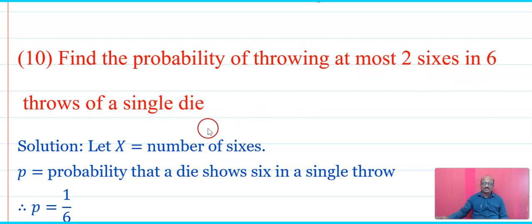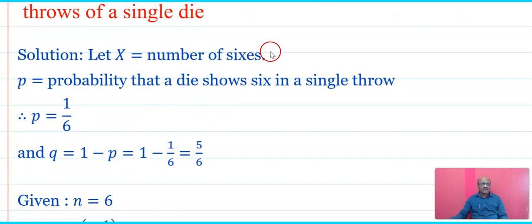Now the next problem. Find the probability of throwing at most 2 sixes in 6 throws of a single die. Okay, find the probability of throwing at most 2 sixes in 6 throws of a single die. Let X denote the number of successes. P is the probability that a die shows 6 in a single throw. If you throw once, you can get it once. Therefore it's a probability of 1 upon 6.